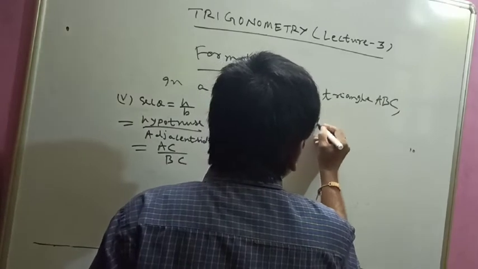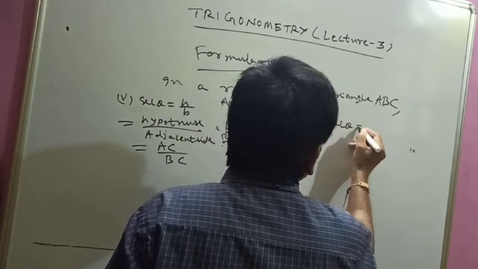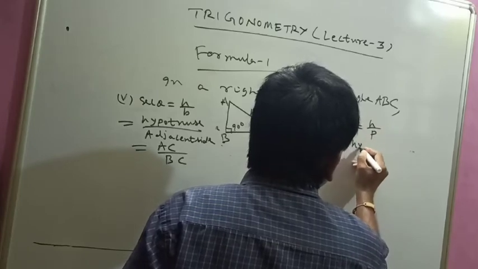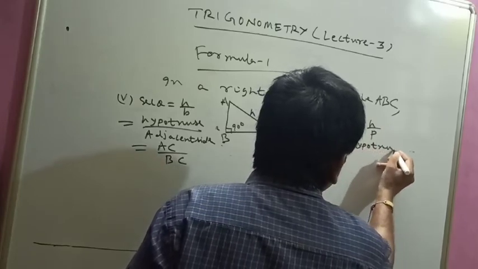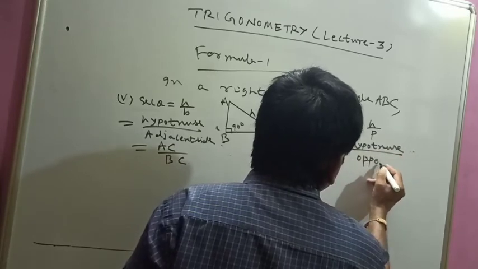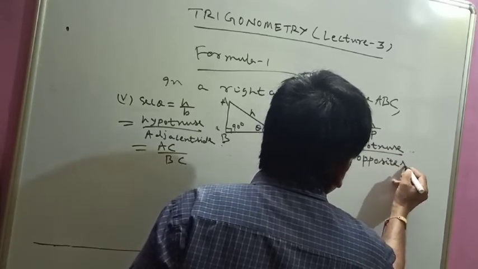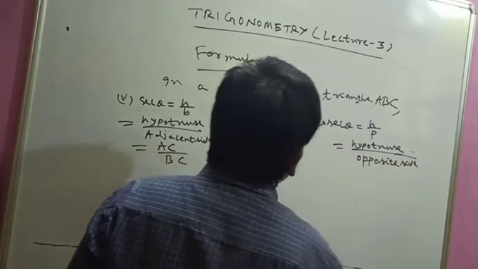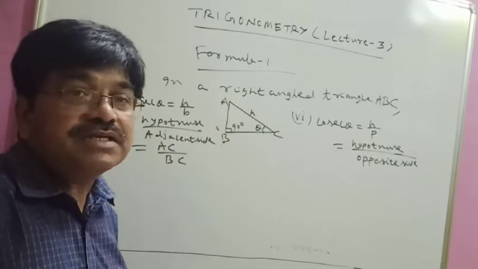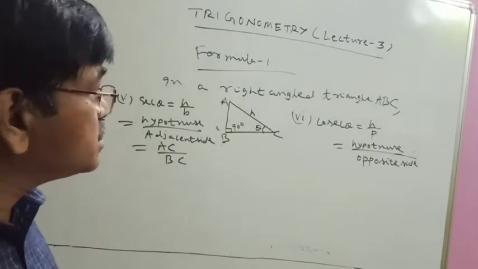Then let us discuss cosec theta. Cosec theta is equal to H by P. That is hypotenuse divided by opposite side. Here P means perpendicular. Which one will be perpendicular? The side which is opposite to the angle will be perpendicular. And B means base, that is the adjacent side.